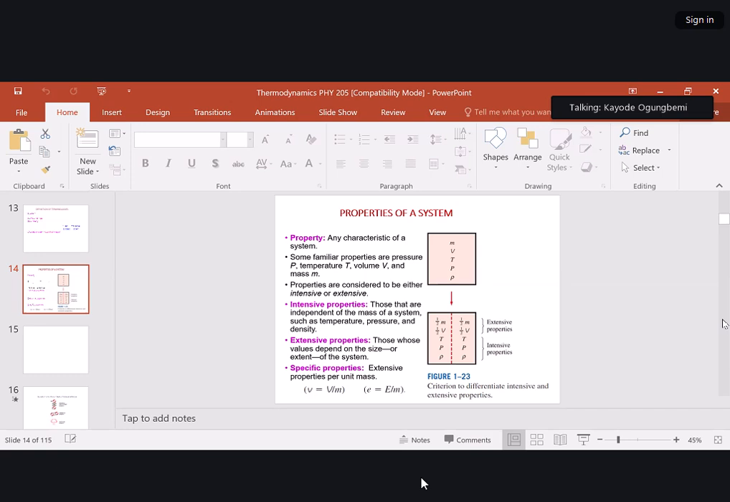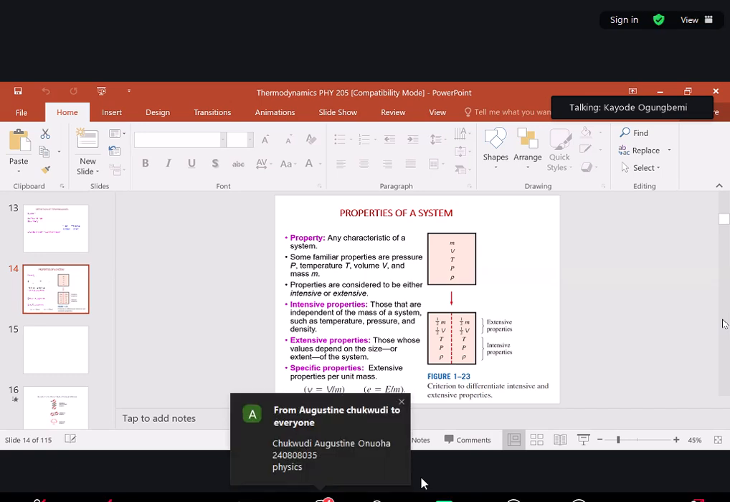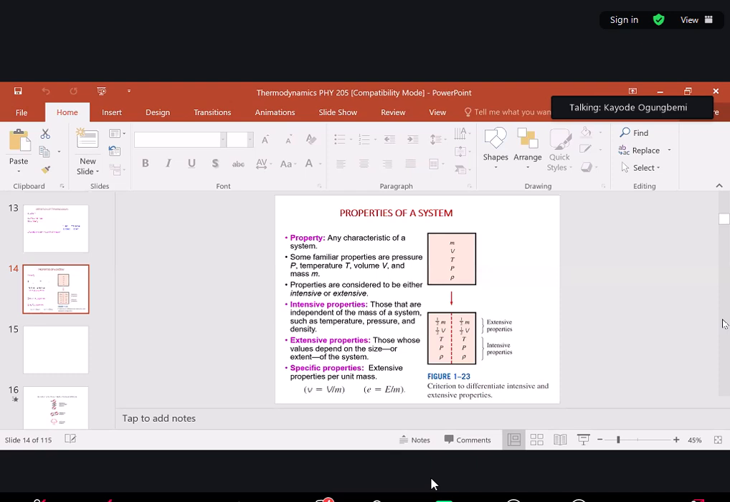So what is an intensive property? The intensive properties are those properties that are independent of the mass of a system. They are independent of the mass of a system. Those properties are called intensive. An example of such a property is temperature, pressure, and so on and so forth, okay?